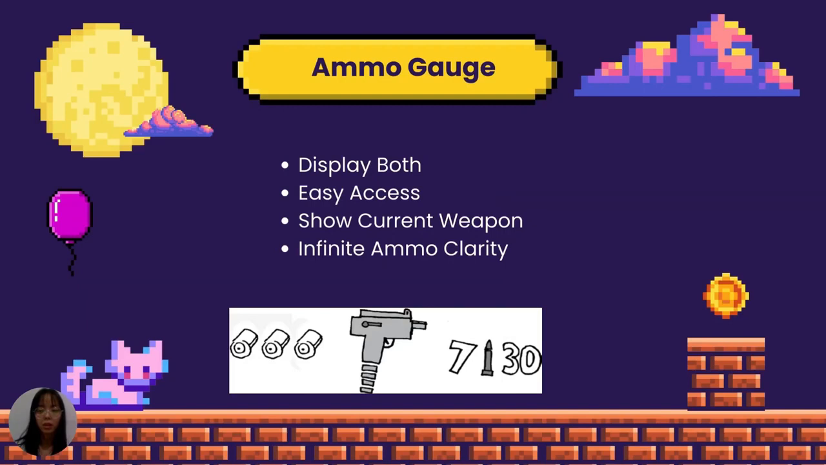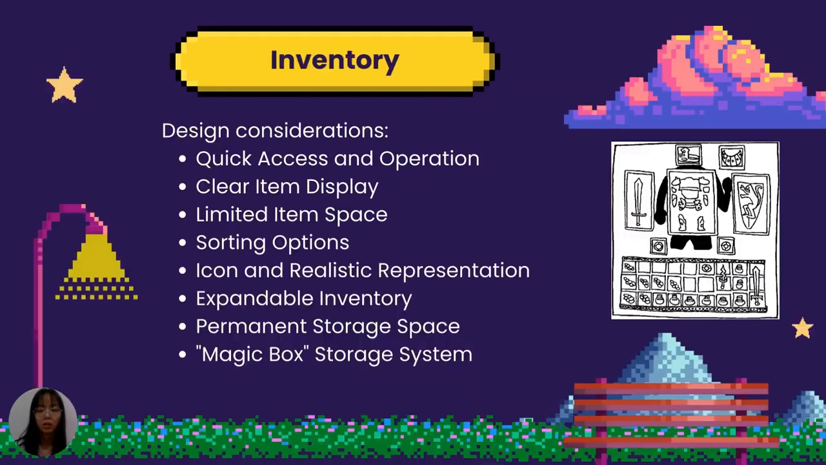Next is ammo. Ammo should display both clip and individual bullets. It's possible to enable easy access to switch between ammo types. Always show ammo for the current weapon and indicate infinite ammo with an infinity symbol for clarity. Next is inventory. A well-designed inventory system in games should offer quick access, visual clarity, stackable items, sorting, item accountability, and safe storage solutions to enhance player experience and immersion. Here are our design considerations.